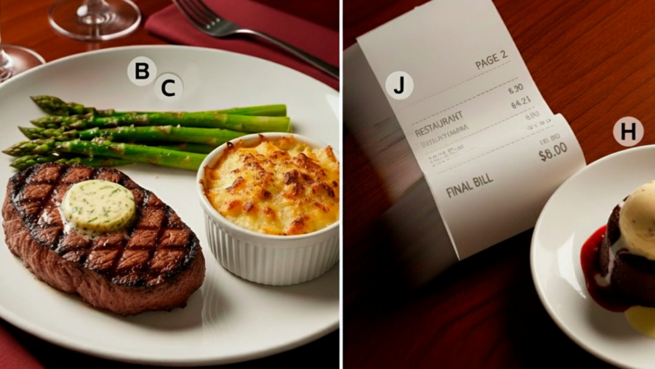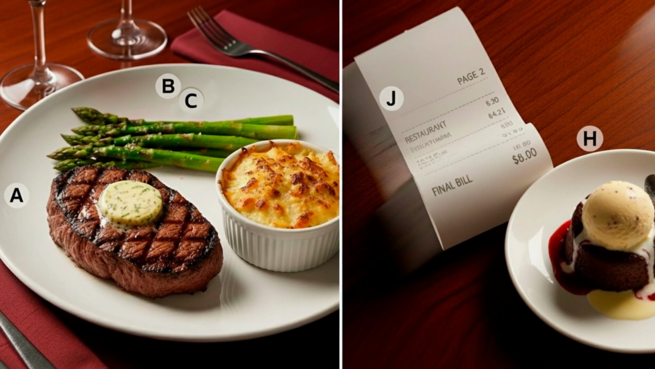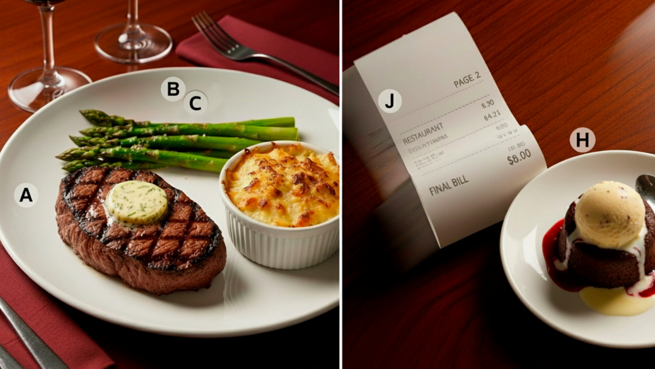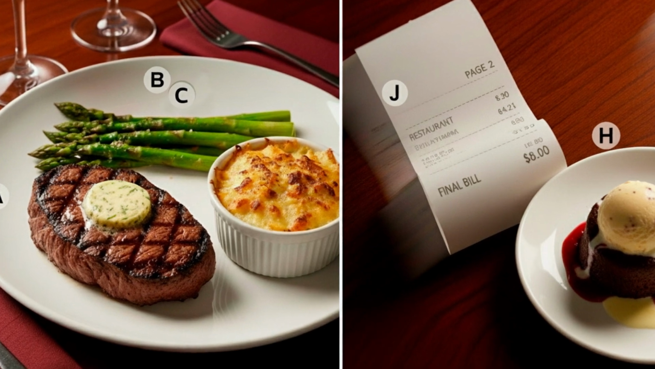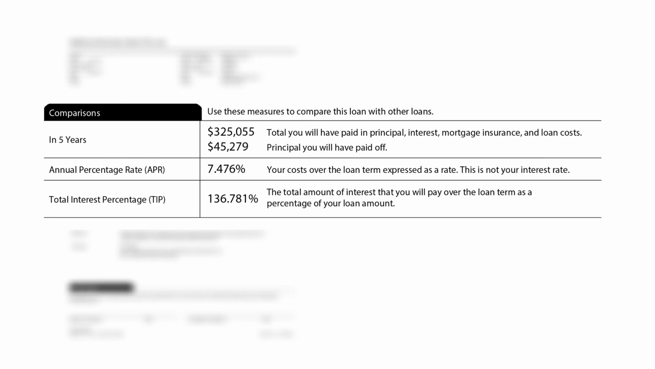Now, page 2 is like the restaurant bill. Section A is the entree. B and C are the sides. H is dessert, and J is the final bill. They slide across the table. Now, page 3, the long view. Page 3 shows the big picture over time.